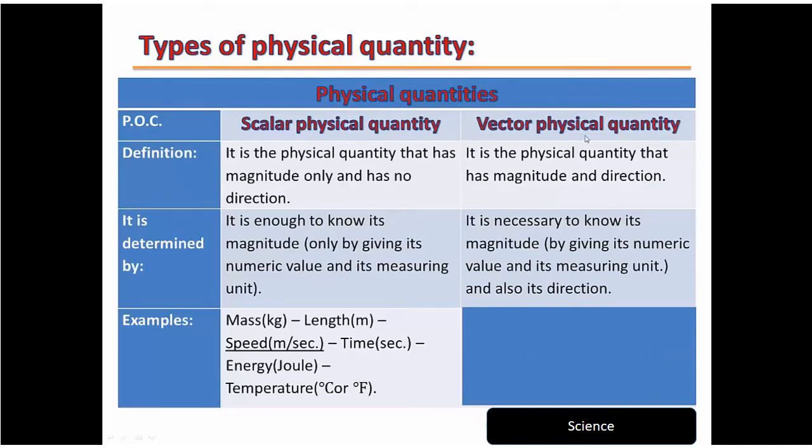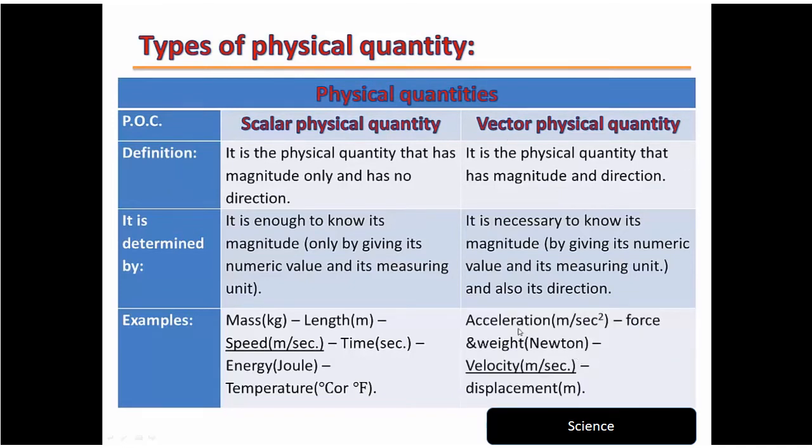Examples for vector physical quantities: acceleration, meter per second squared. Force and weight, they have the same unit, which is Newton. Velocity, which is measured in meter per second. Displacement, which is measured in meter. All these quantities are vector physical quantities because to be defined, we must know their magnitudes and direction as well.